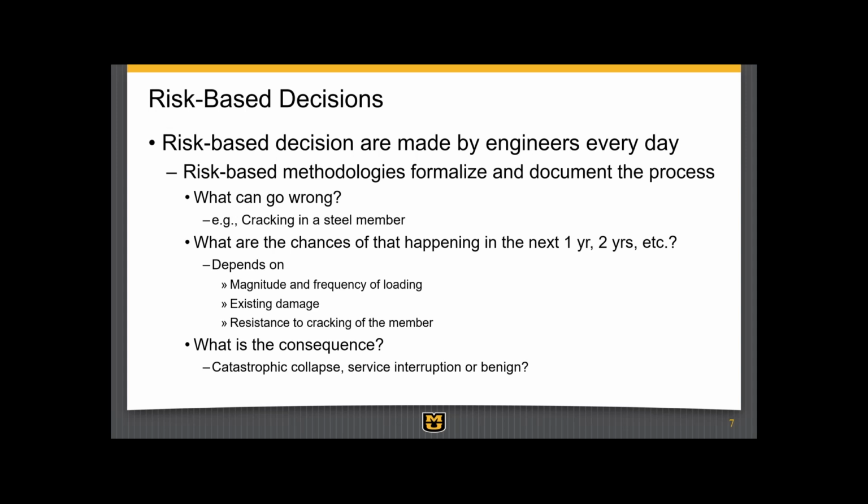What can go wrong? For example, if you had a steel bridge member, well, it might crack, for example. What are the chances of that happening in the next time interval? And the time interval is something you have to select somehow, either 1 year, 2 years. When we were looking at bridge inspections, we looked at something like 6 years, or is it indefinite? Just sometime in the future, it's going to happen.